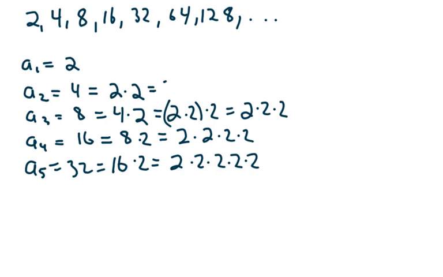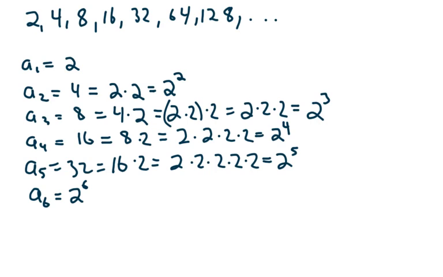A sub 2 is better written as 2 squared. We have notation that is designed for this express purpose of writing repeated multiplication of a number with itself. So that a sub 6 is going to be 2 to the 6, that is 64. And in general, a sub n is going to be the nth power of 2. Every geometric sequence should have something raised to a power.